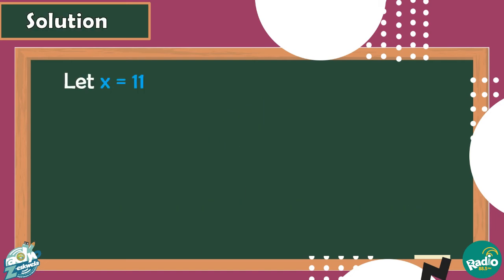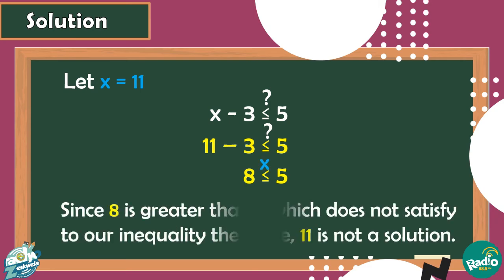How about x is equal to 11? Using our given inequality, substitute the value of x, which is 11, and it will become 11 minus 3 is less than or equal to 5. And the result is 8 is less than or equal to 5. Is this true? Since 8 is greater than 5, which does not satisfy our inequality, therefore, 11 is not a solution.